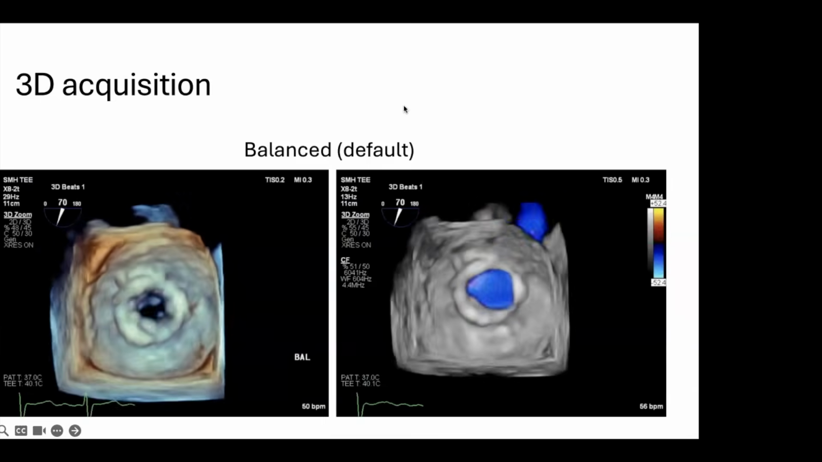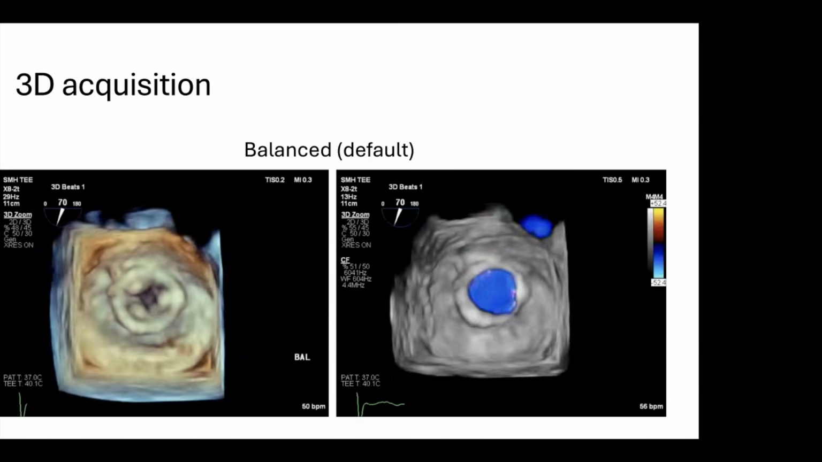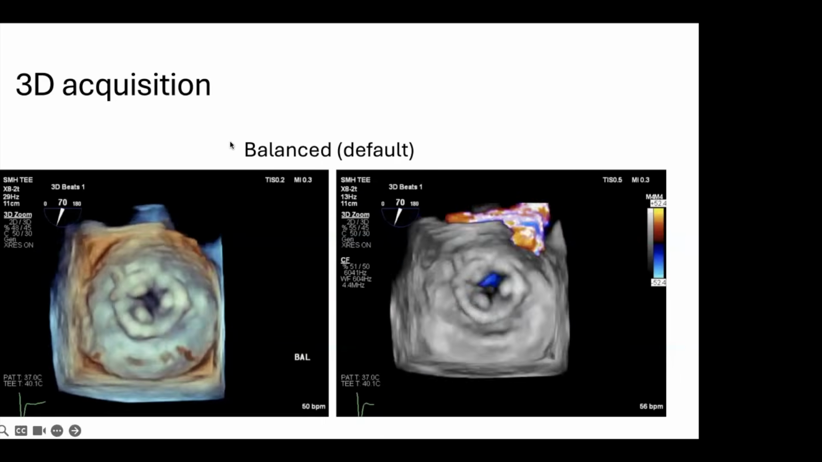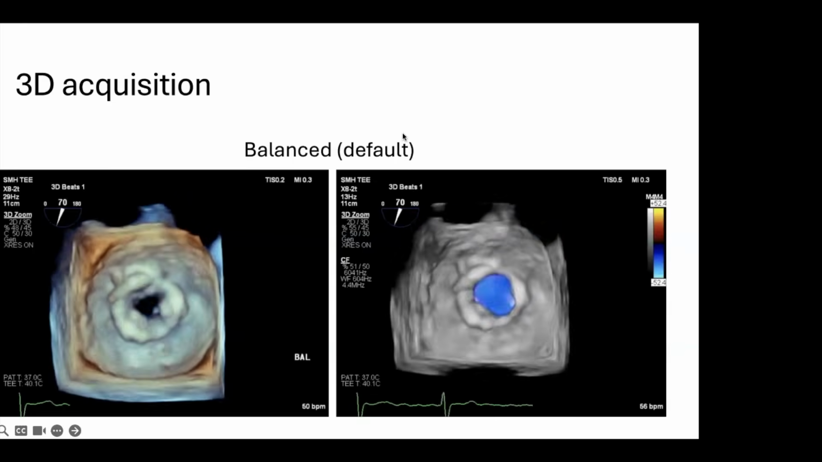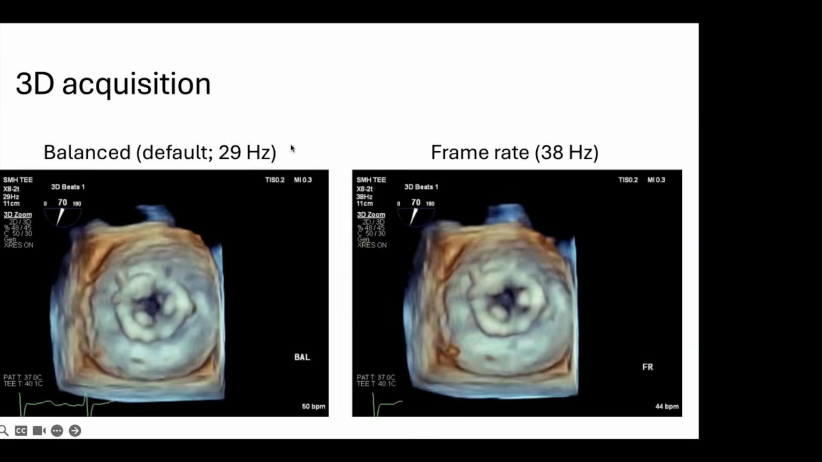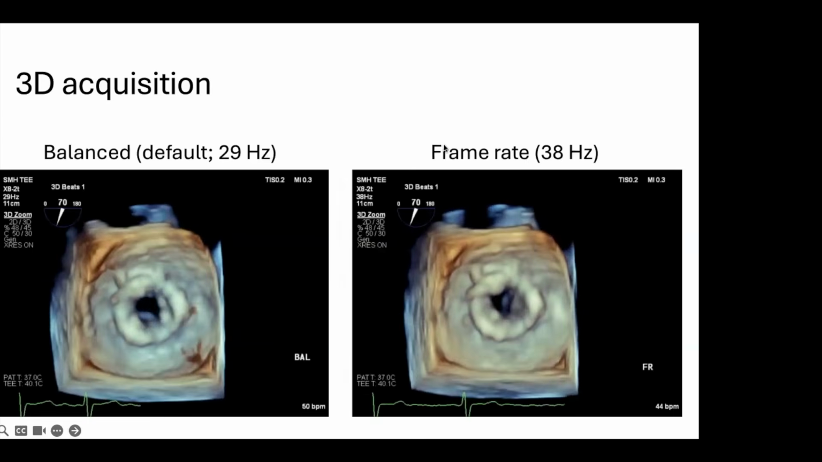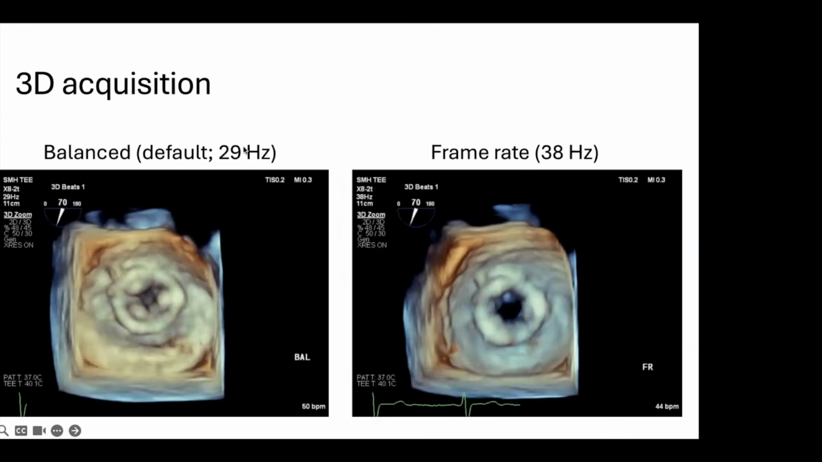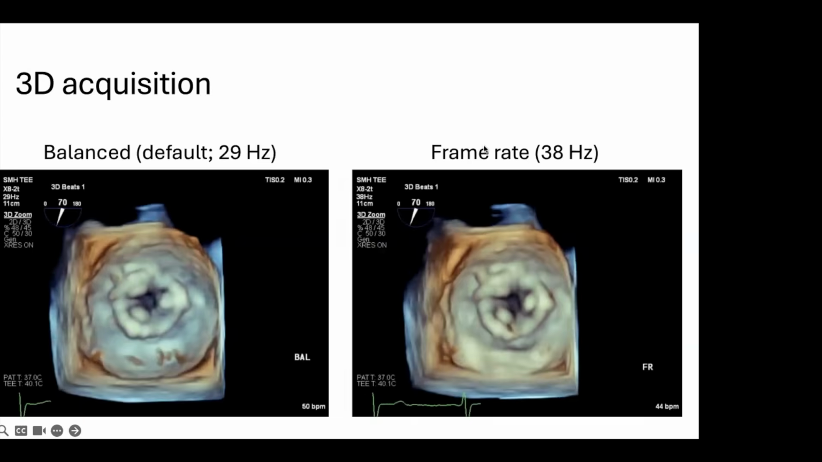And again, this is the default. This is a bioprosthetic mitral valve here without color and then with color here. And so this is now comparing it. If you change the acquisition to frame rate, what would that do? And so this increases your frame rate up to 38 hertz.